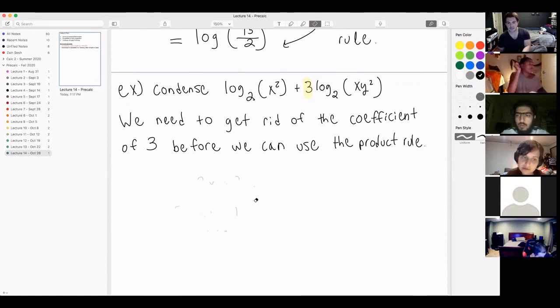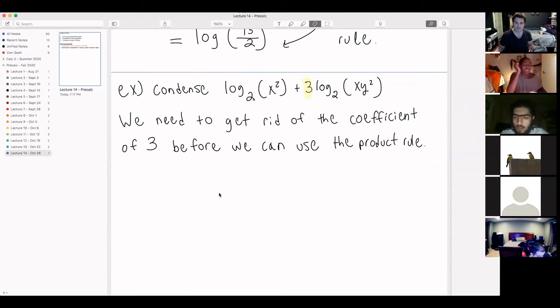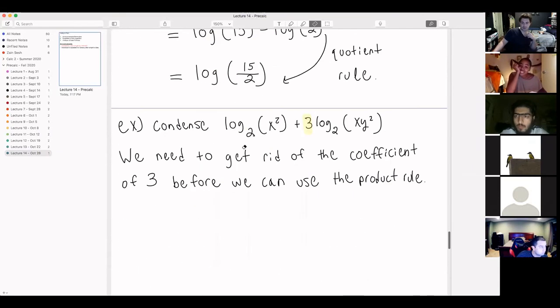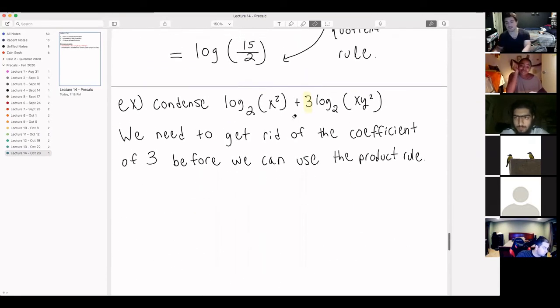But yeah, good ideas. Does anyone see something? Oh, I see something in the chat here. Why can't we add them? Yeah, so Saeed, what I was saying before is that the product rule needs a coefficient of 1 in front of each summand in order to use it. We have a coefficient of 3 here, so that doesn't work.